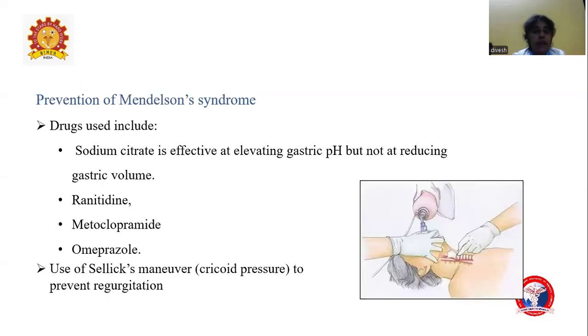How to prevent Mendelson syndrome? The drugs given are sodium citrate, which is effective at elevating the gastric pH but not at reducing the gastric volume, ranitidine, metoclopramide, and omeprazole. All these drugs help prevent Mendelson syndrome. Also, use the Sellick maneuver, that is giving cricoid pressure to prevent regurgitation in full stomach patients or in case of laparoscopic surgeries.